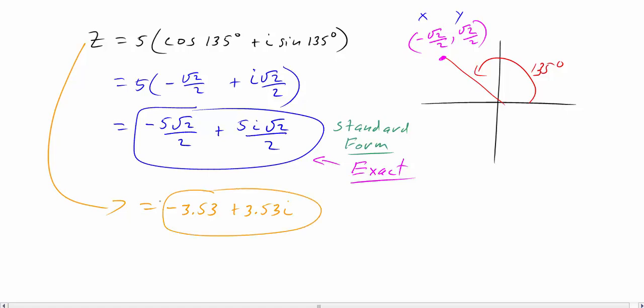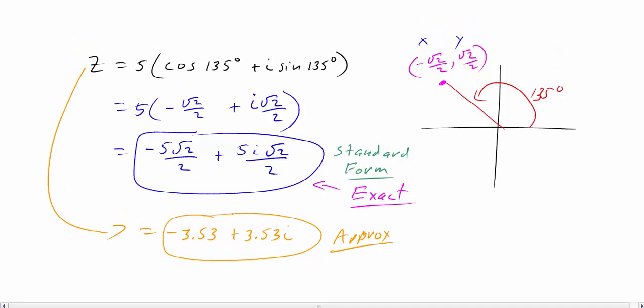And here we have the standard form, but this would be an approximation. So whether you're looking for the exact value, that means we could actually find the point on the unit circle. Otherwise, we would have to use the calculator to find an approximation for the cosine and the sine.